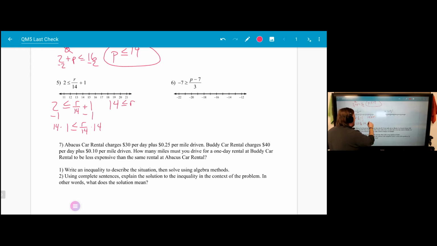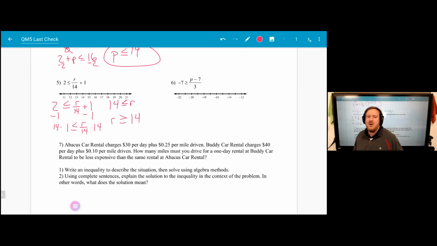I like to have it so my variable is on the left and my value is on the right, but it still needs to open towards the same value. Up top here, it was 14 less than or equal to r. It's still opening towards r. It still needs to open towards r down here.